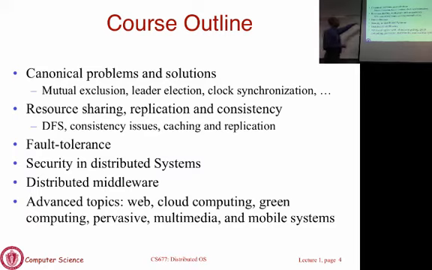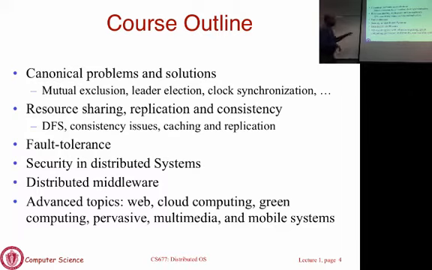Once we go through that, we will talk a little bit about replication and consistency, another important principle that arises over and over again in distributed systems. A related topic to replication is going to be fault tolerance. How do you handle faults in a distributed system? We'll briefly touch upon security in distributed systems. I have de-emphasized this topic somewhat because now there is a graduate course in security that you can take if that's of interest. A lot of the topics overlap, so we will only talk about it very briefly.